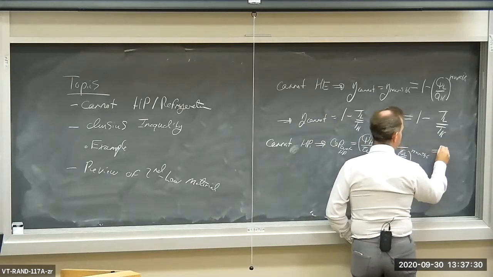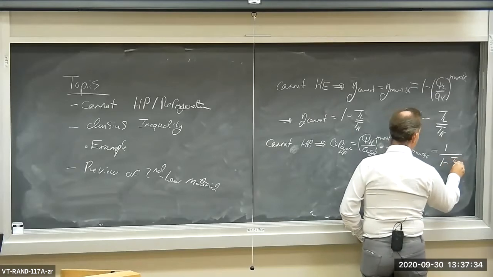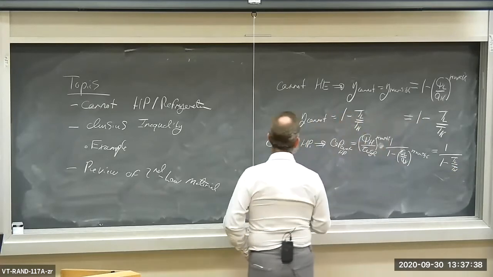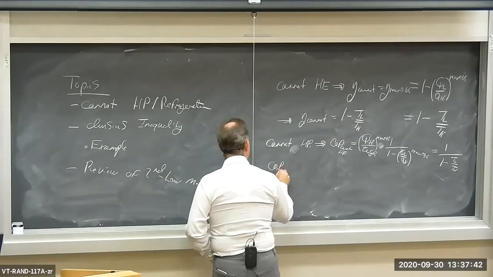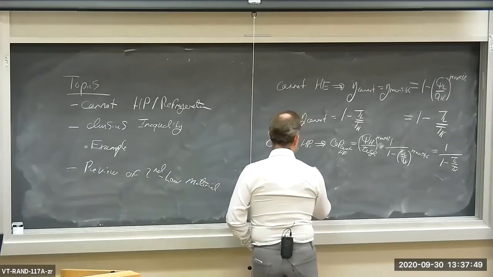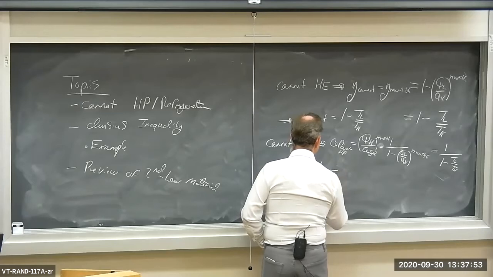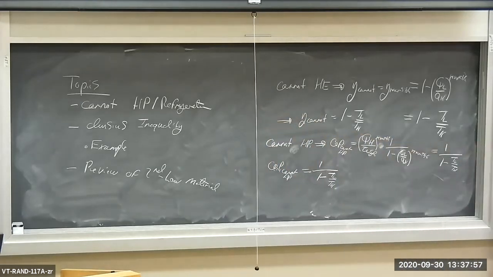And that gives me 1 over 1 minus T low over TH. So the COP for the Carnot heat pump is equal to 1 over 1 minus TL over TH. I will leave it to you to develop the expression for the Carnot refrigerator.